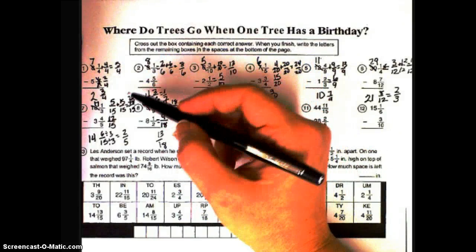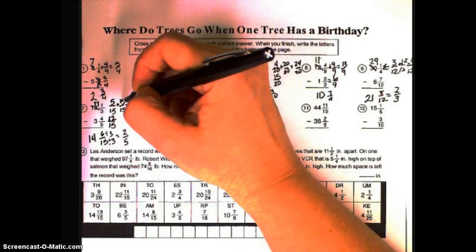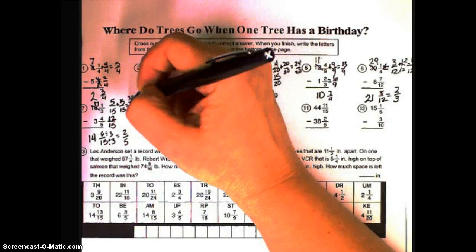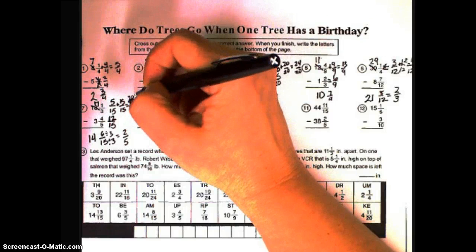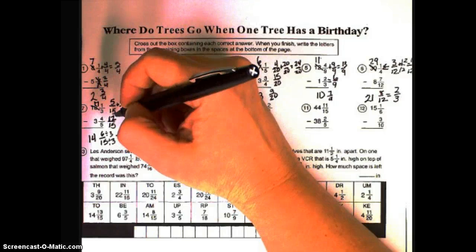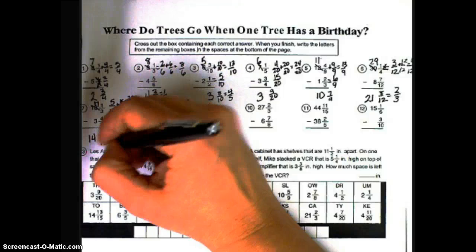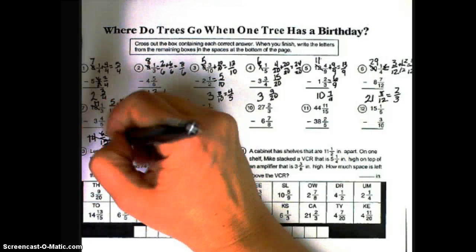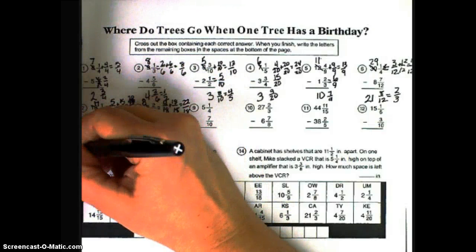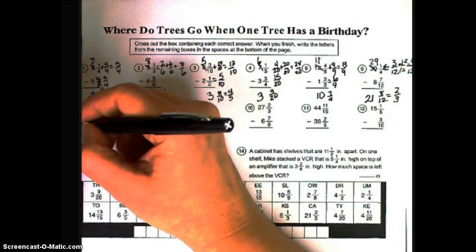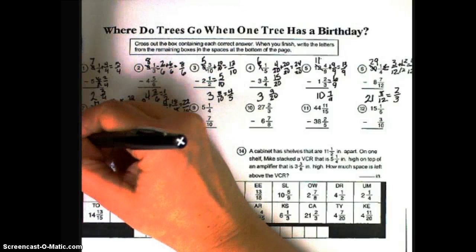I'm looking back at this one and I made a mistake. 15 plus 5 is actually 20, and I wrote 18. 18 minus 12 then will give us 8. So we'll change this then. So 14, I'm going to just write the whole thing over here. 14 and 8/15 should do it for us.